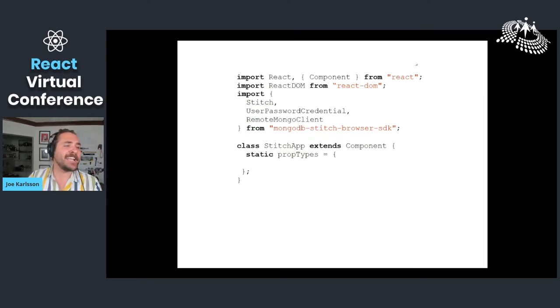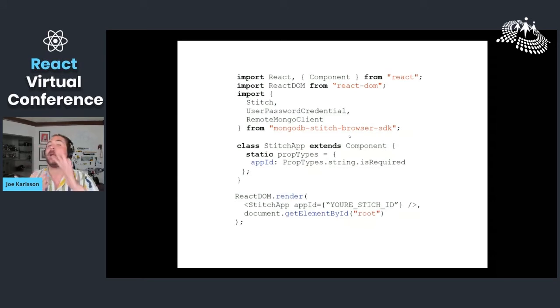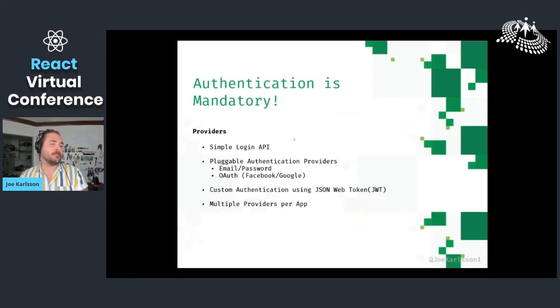So all we're doing is instantiating that brand new MongoDB Stitch SDK, and we're wrapping our application. If you're used to Redux, you've probably seen this before, right? We're just going to wrap our application around it. Okay, so authentication.